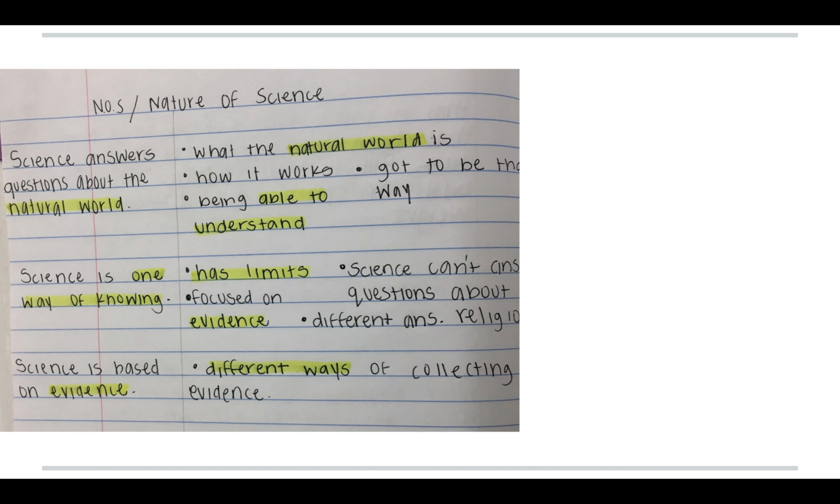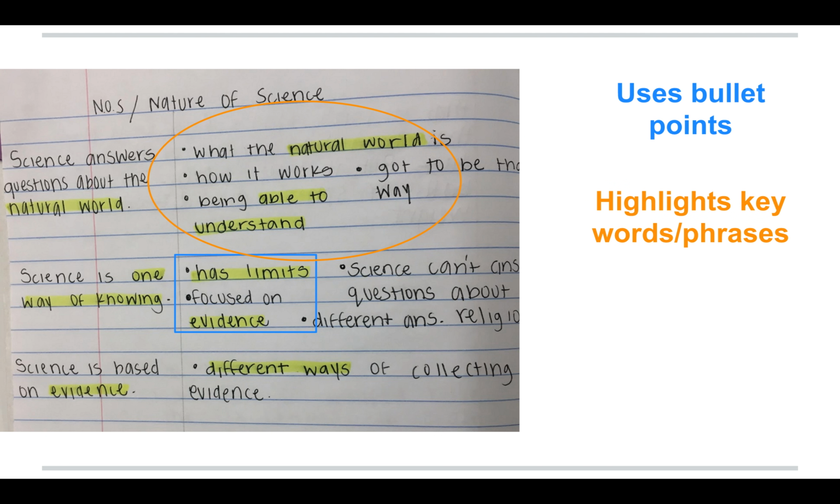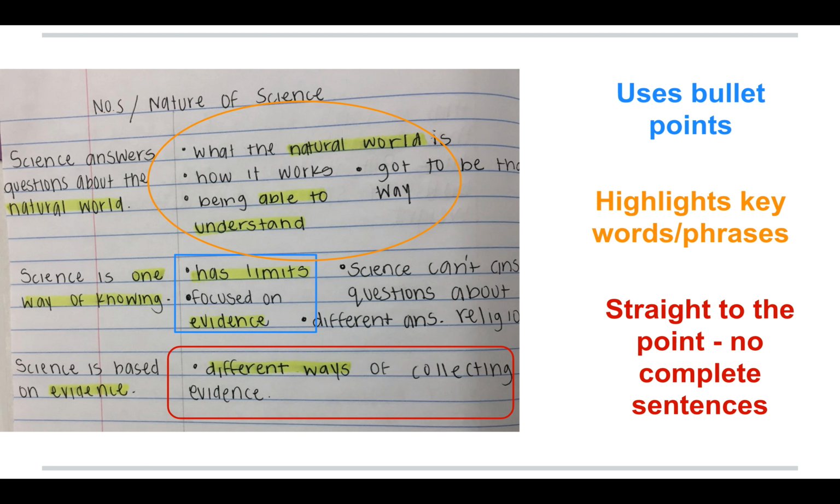Here's another set of notes, and here are the things I want to point out that I liked about this person's notes. This person used bullet points. They used highlighted words or phrases, things that they decided were important that would stand out to them if they looked at their notes again. And they got straight to the point. They didn't use sentences. They just used sentence fragments and abbreviations, which is totally fine for notes.